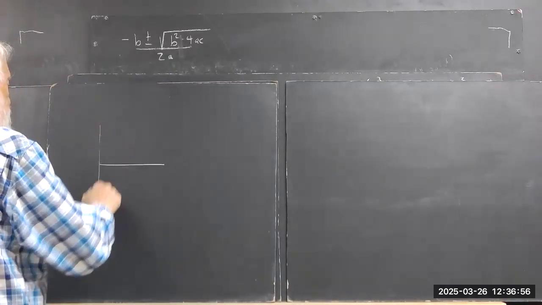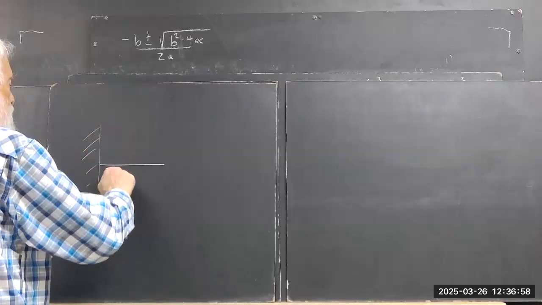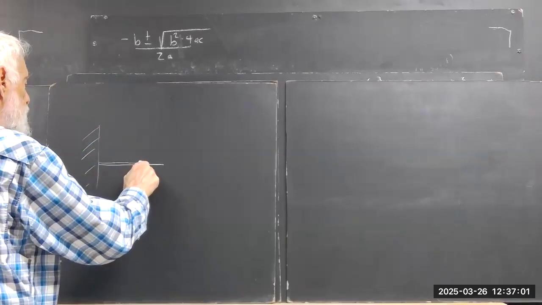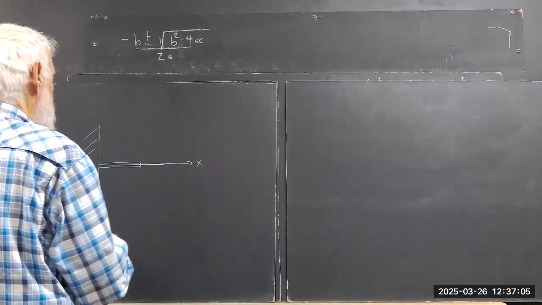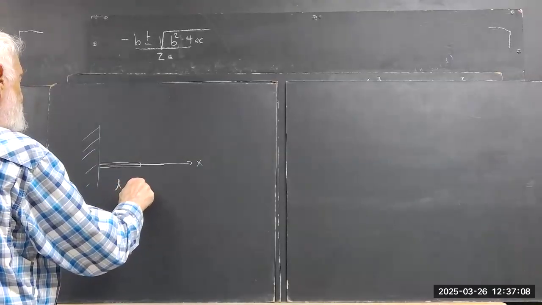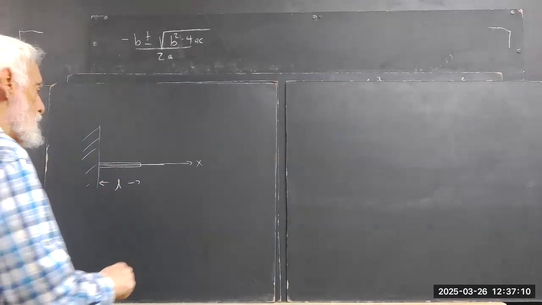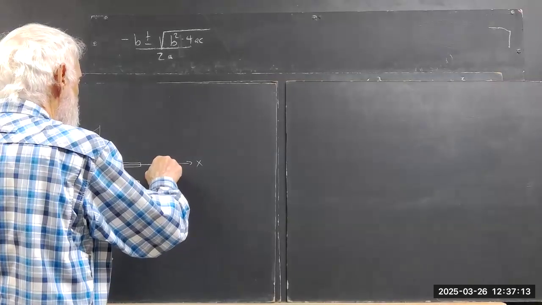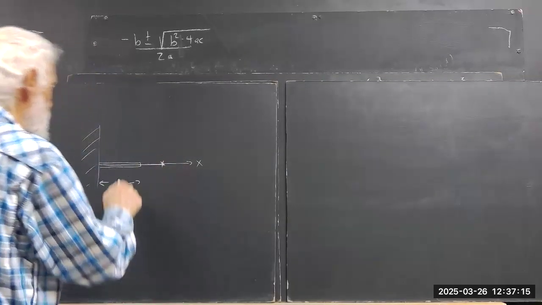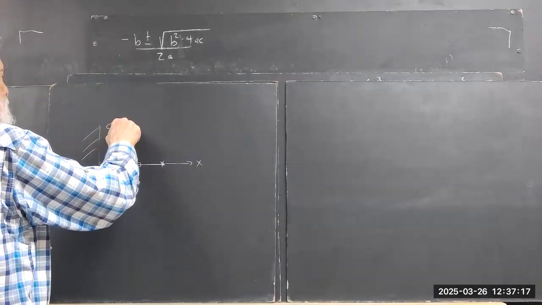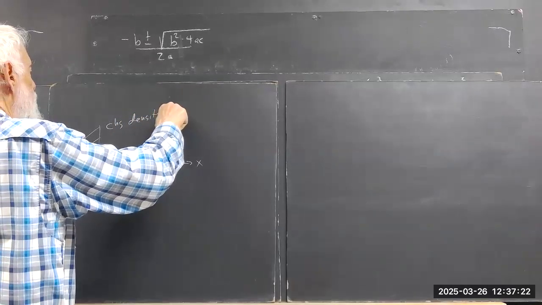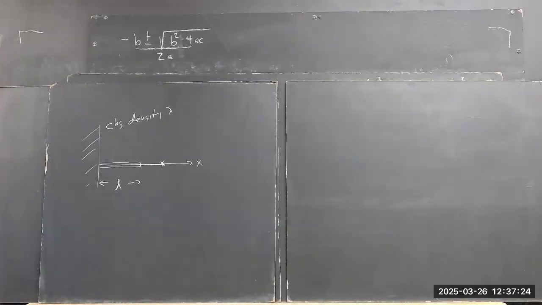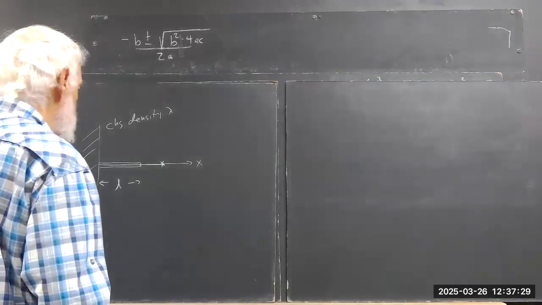So we've got, like, this picture looks kind of like this. You've got a rod along the x-axis, with length L. Right here, the rod has charge density lambda.